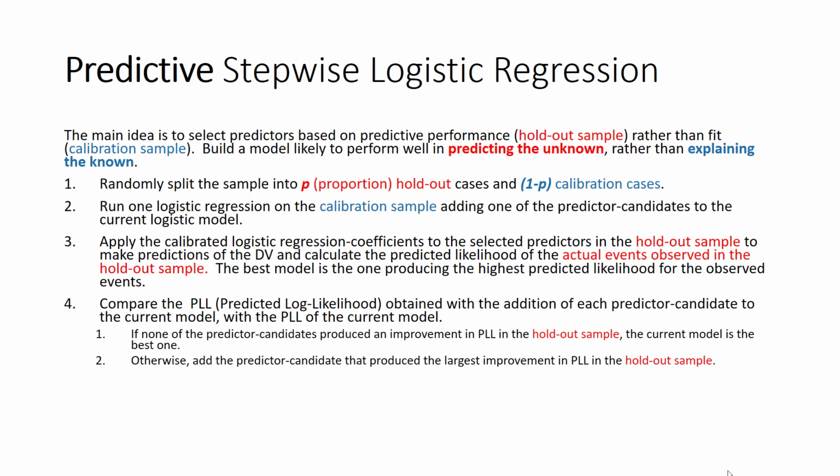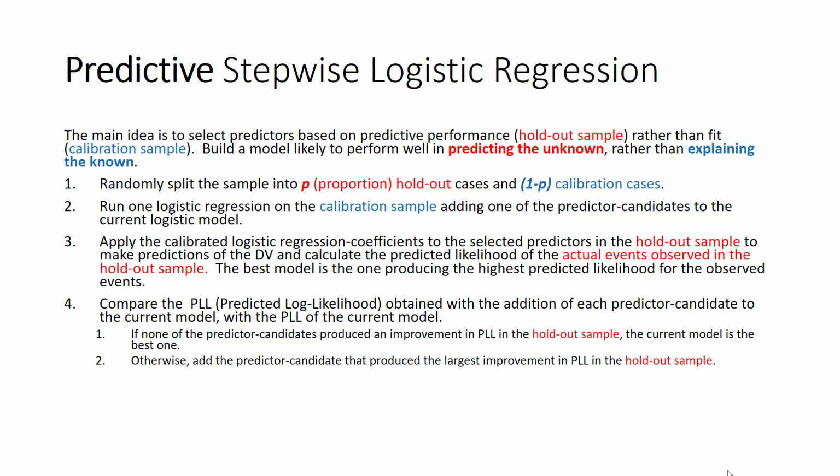The next step is to compare the predictive log likelihood obtained with the addition of each predictor candidate to the current model with the predictive log likelihood of the current model. We're trying to find out what was the improvement in predictive log likelihood that you obtained by adding each one of the predictor candidates to the current model over the predicted log likelihood of the current model.